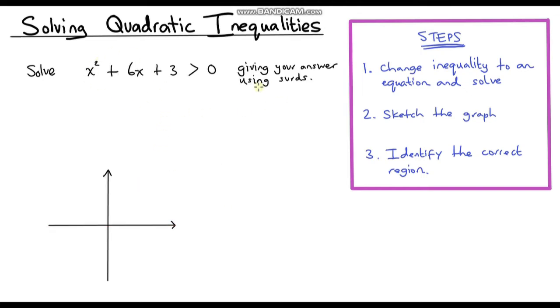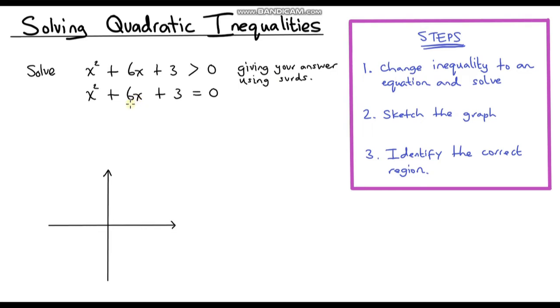Okay, so I've got another question here. So pause the video again and see if you can solve this inequality, giving your answer using surds. Okay, so the first step, as always, is to change the inequality into an equation. And now we can solve this equation. And now because I know our answer is going to involve surds, it looks like we can't factorise this. So there's a few ways we could solve it. We could use the quadratic formula, but I'm going to complete the square.